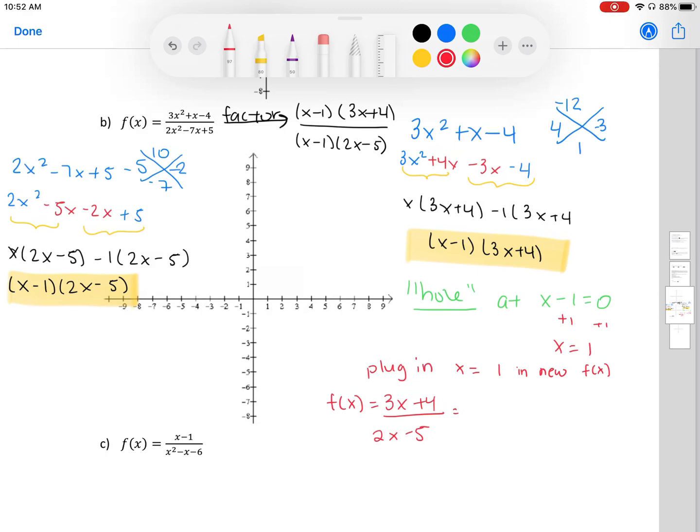So we have this function f of x is equal to 3x squared plus x minus 4 divided by 2x squared minus 7x plus 5. I took the liberty of factoring it out for you, and I have the work there. If you'd like to, you can always pause the video and make sure you're factoring correctly. That's the factoring work. All right, I'm going to go ahead and erase it.